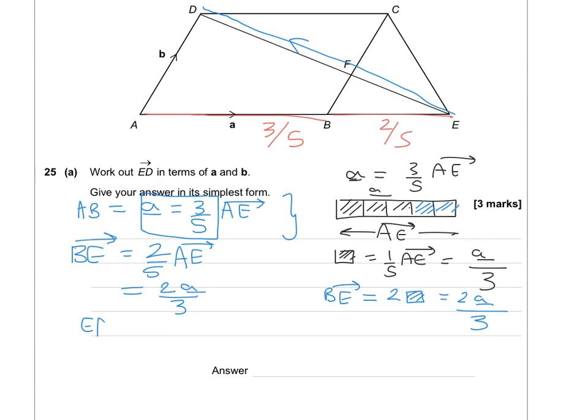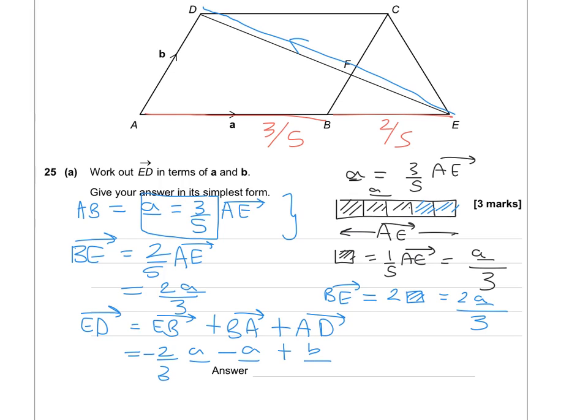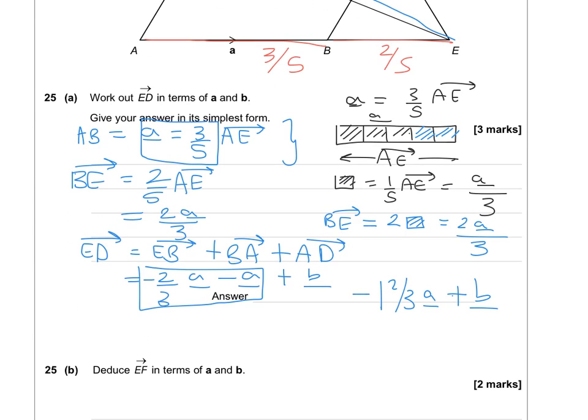To then get the vector ED, we have to do EB, the path EB, plus BA plus AD. Now EB is the reverse of BE, so it's negative 2/3 A. BA is the reverse of AB, so it's negative A. And AD is simply positive B. So the answer, if we simplify this part here, is negative 1 2/3 of A plus B. Or if we wrote this as a top-heavy or improper fraction, that's negative 5/3 A plus B.